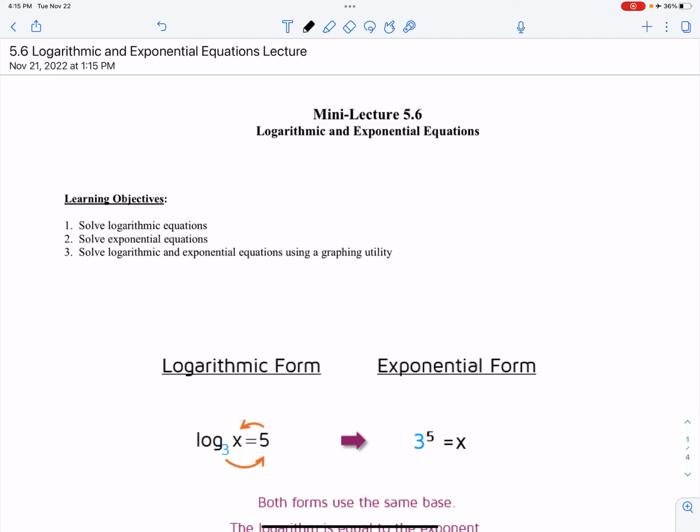Welcome to 5.6. We are looking at logarithmic and exponential equations. Our objectives for today are to solve logarithmic equations, solve exponential equations, and then solve them both using a graphing utility. So using your graphing calculator, Desmos, the app, the website, whatever it is that you graph on and feel most comfortable, we'll be able to solve these things algebraically and with a graph. So let's take a look.